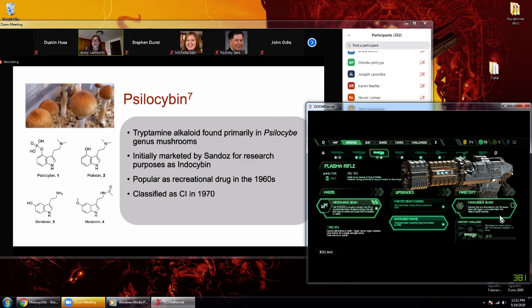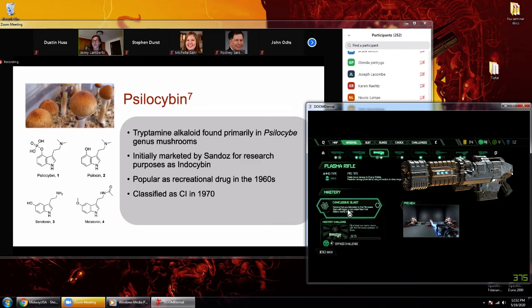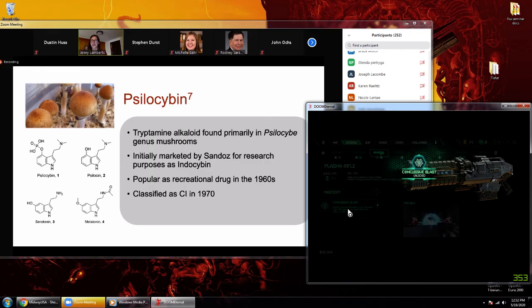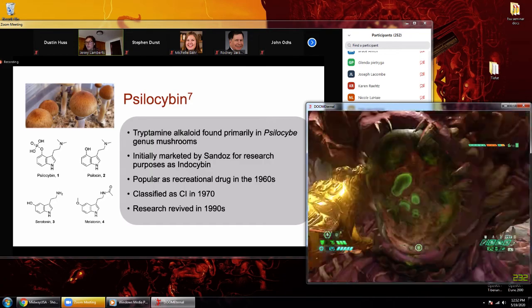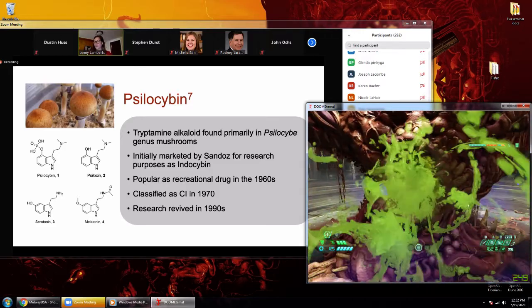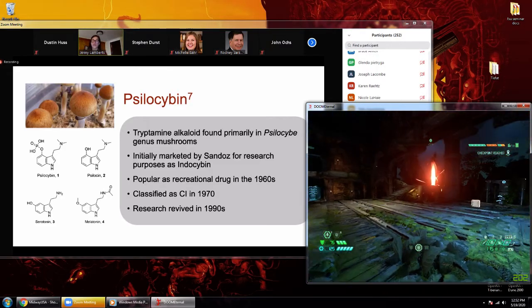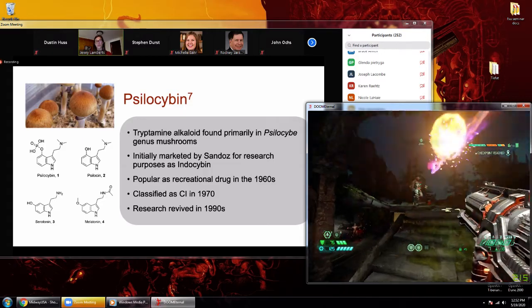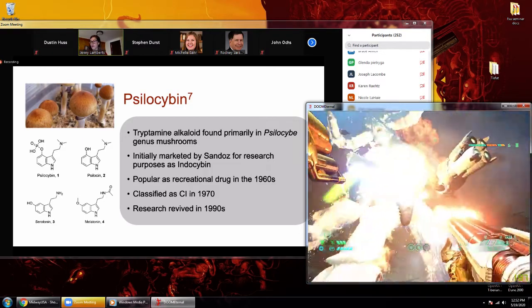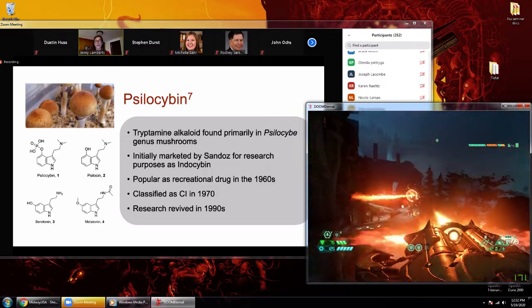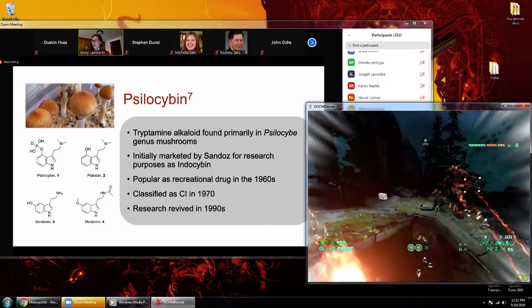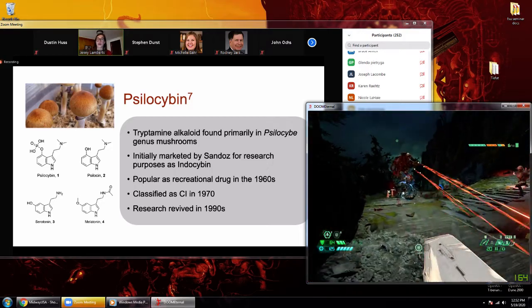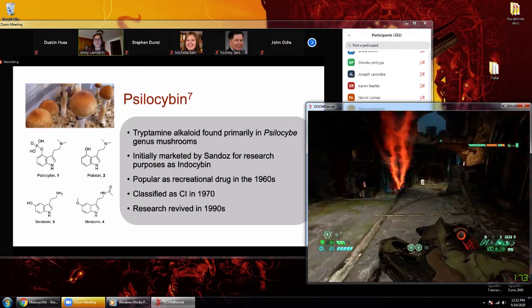Some truffles, make sure you know if you're going for the chocolate kind or the psilocybin containing kind. Some of the fears of psychedelic abuse of this agent sort of fueled the DEA classification, as well as the reduction in research that had been going on around the use of psilocybin. But this research was recently revived in the 1990s, and that's some of what I'll talk about today.